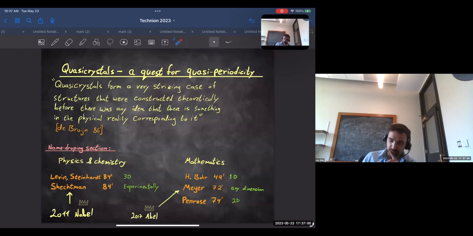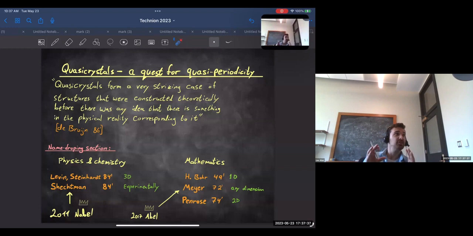On the other side, on the physics and chemistry side, we had Dov Levine, who for a long time is a professor at the Technion in physics. He was a PhD student of Paul Steinhardt. He was trying to define a new phase of matter, a new type of matter. At that point, people believed that matter can be gas, liquid, or solid. And when it's solid, either you have some kind of periodic structure or you don't.